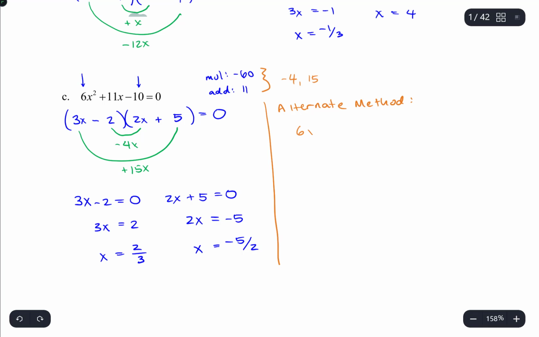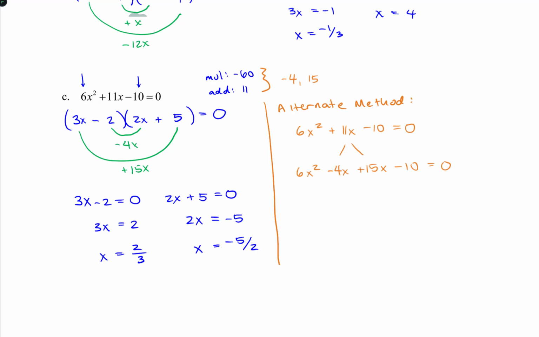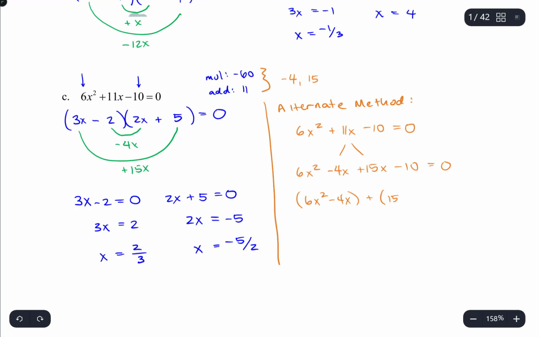So now what I do is I take the original polynomial, 6x squared plus 11x minus 10 equals 0, and I decompose this 11x into -4x plus 15x. So that gives me 4 terms in this polynomial instead of 3, or the quadratic, I should say. But these 4 terms, I can group together the first 2, and I can group together the second 2, and there's going to be some common factors among these groups.